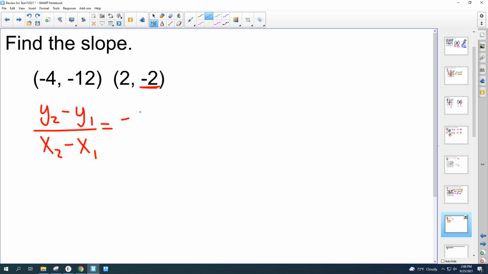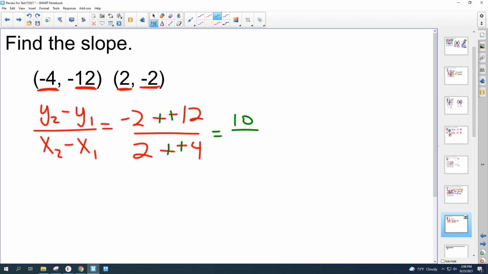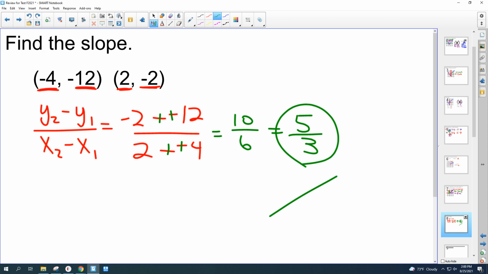Y2 is the second y value minus y1 is the first y value, over x2 is the second x value minus x1 is the first x value. Minus minus is plus, so -2 plus 12 is 10. Minus minus is plus. I've got 2 plus 4 is 6. I would reduce that fraction. I get 5/3. That's the slope of the line. Positive number slope tells me that it goes uphill.